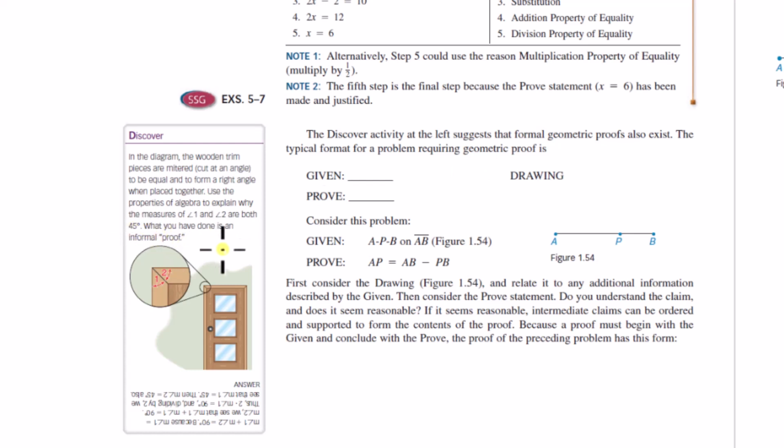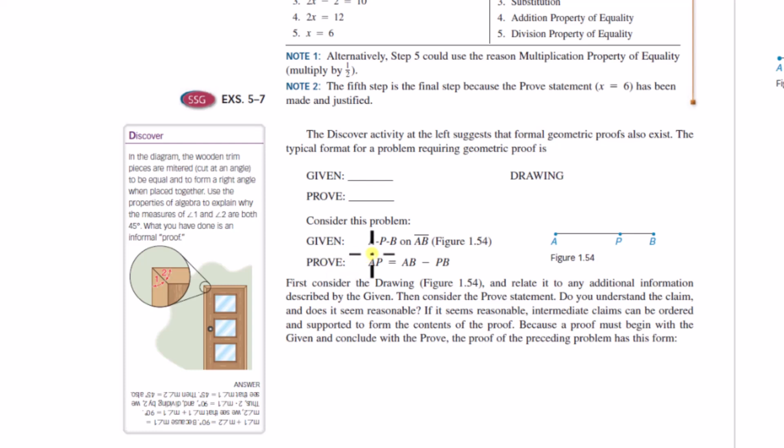So yeah, you need geometric proofs that make sense. Why not? Just like you do in any math. So the typical format for a problem requiring geometric proof is given and prove, with a drawing. When it comes to geometry, you'll most of the time need a drawing. Consider the problem: A-P-B.